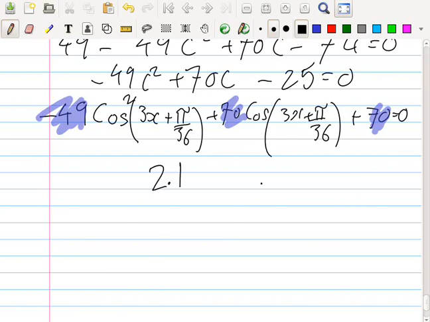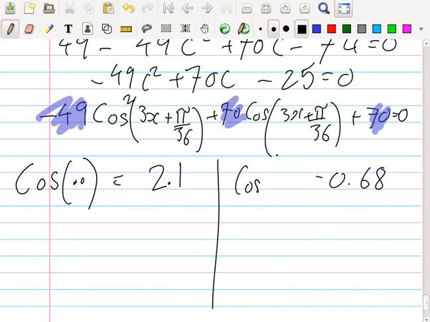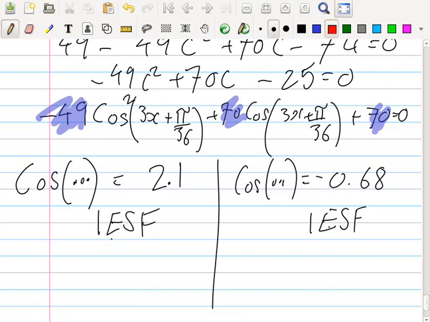2.1 and minus 0.6, show me, 678, so 0.68. Now look, cos that angle, I won't bother rewriting it, it's the same thing, dot, dot, dot, equals that. And then you have to look at this one, cos that angle, dot, dot, dot, equals that. So here you would use IESF, and here you would use IESF. This will turn out to be fine.